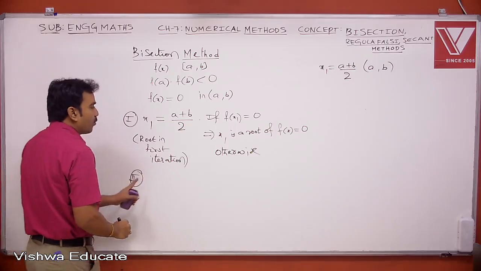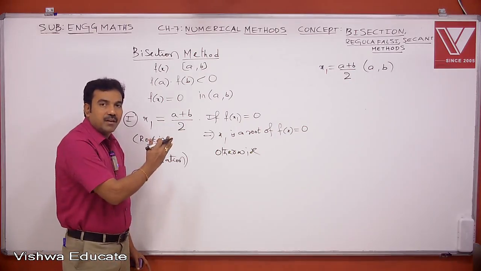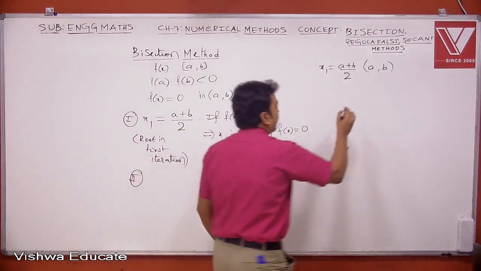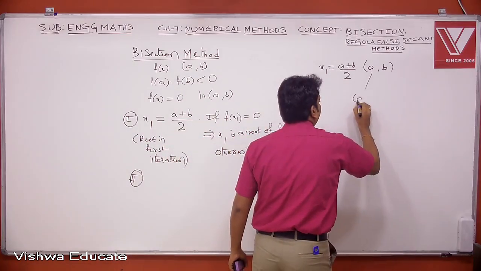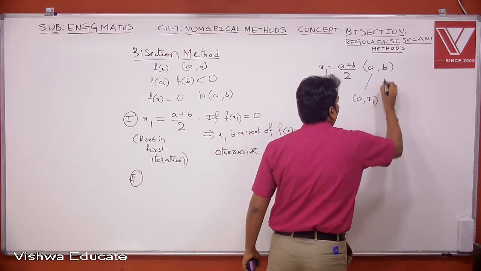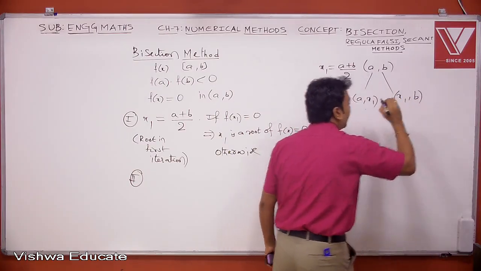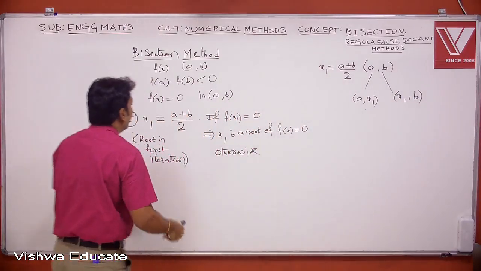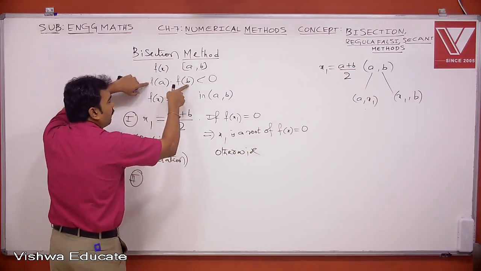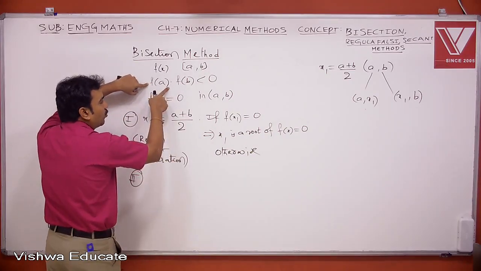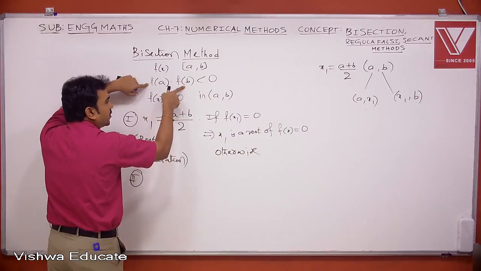That means the root may lie in the left subinterval or the right subinterval. That means divide this interval into two equal subintervals at its midpoint: a comma x1 and x1 comma b. Let us see. Here I said that f of a dot f of b is less than 0, so we have two possible cases. If it is negative, this must be positive.